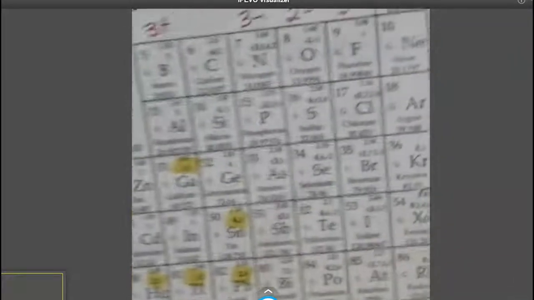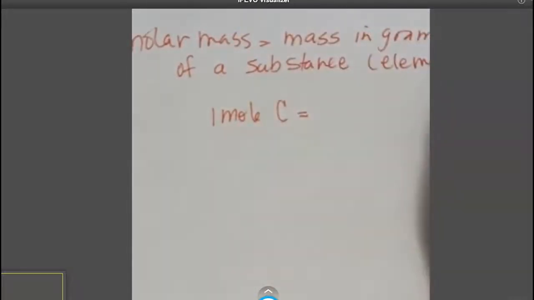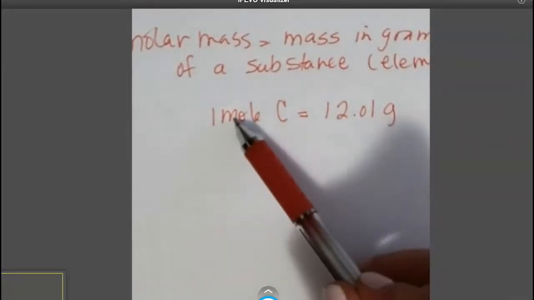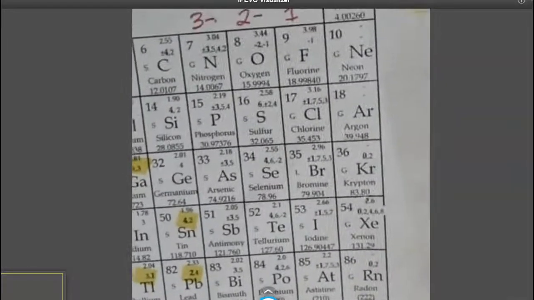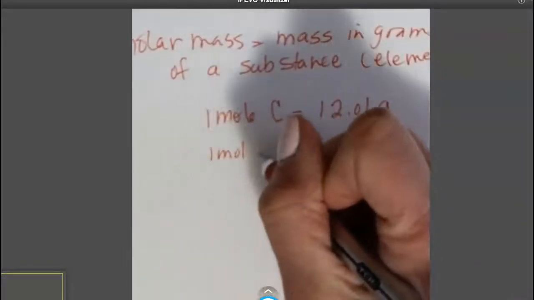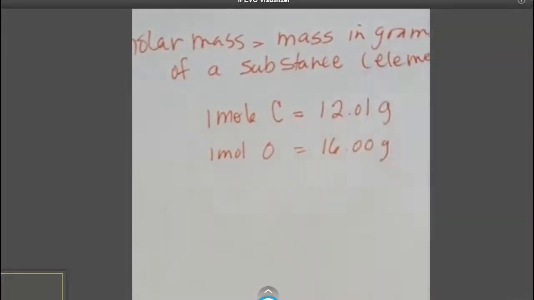I'm going to use carbon as an example here. For instance, 1 mole of carbon atoms has a mass of 12.01 grams. This is the molar mass, the mass in grams of 1 mole of a substance. I can look at oxygen. The molar mass of any element is its atomic weight in grams. So 1 mole of oxygen atoms is equal to 16.00 grams.